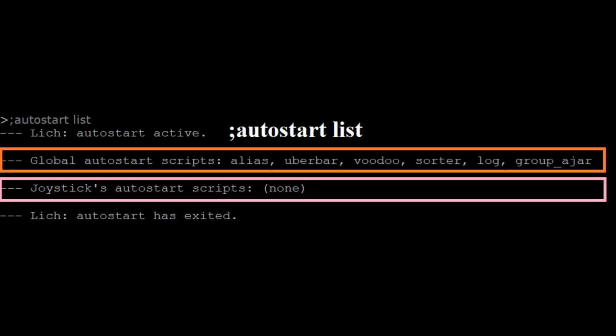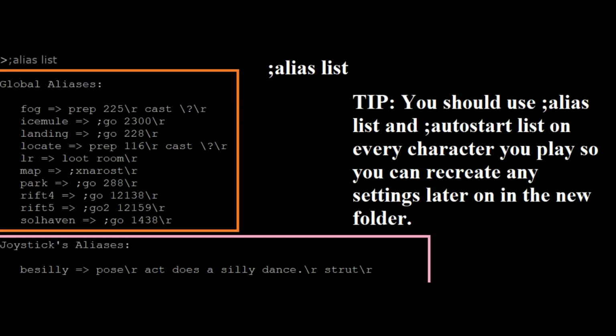Type ;autostart list and write down your global scripts and personal character scripts that you've created for various alts. You will need to log into your different alts to get their local auto starts. So while you're doing that, use ;alias list to write down all the local aliases for each of your characters, and take note of the global aliases as well.